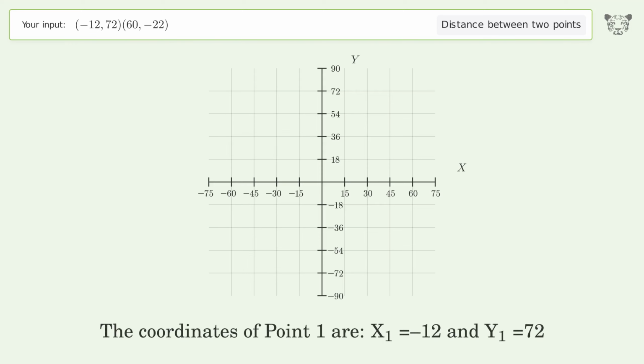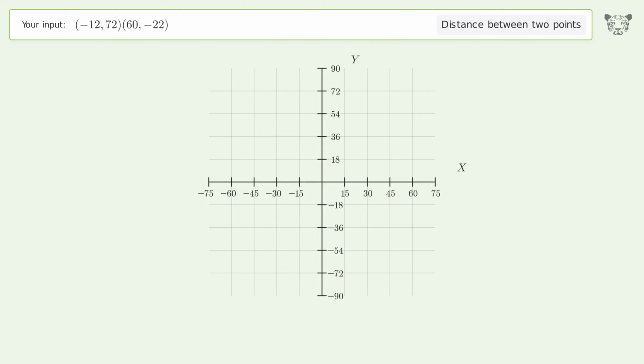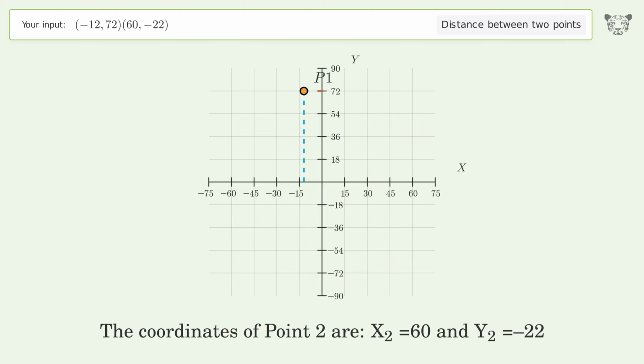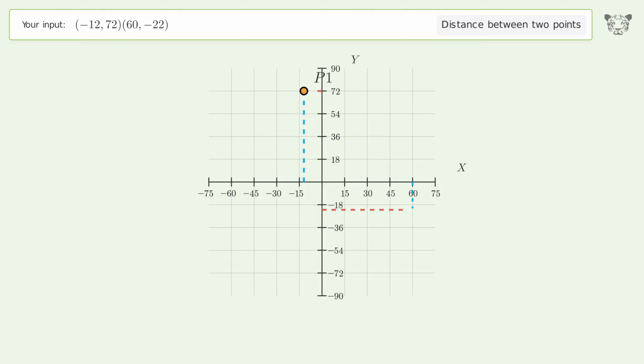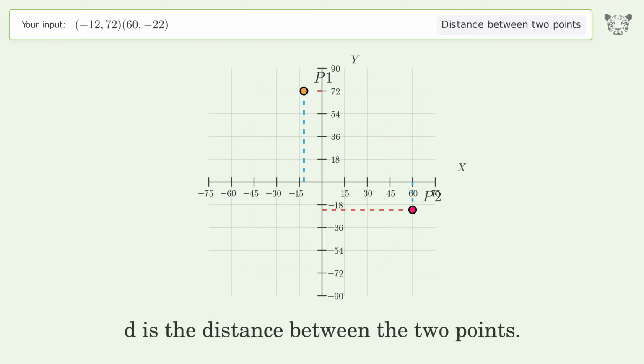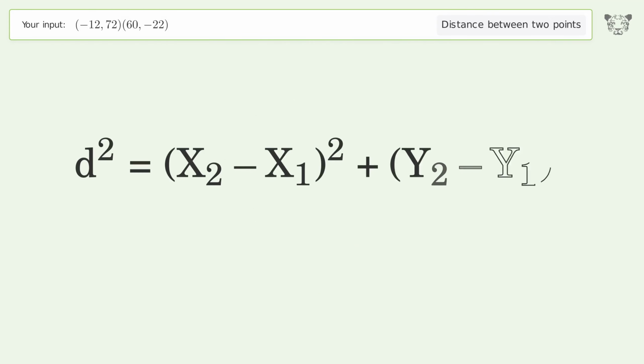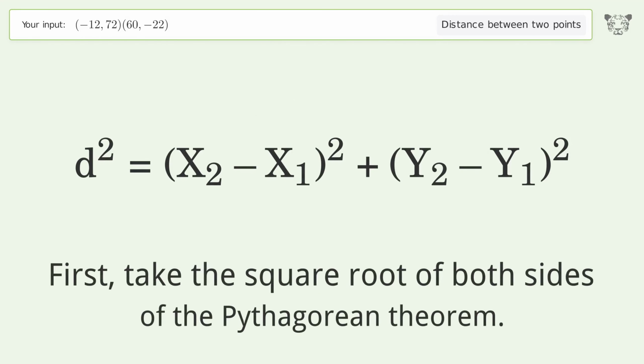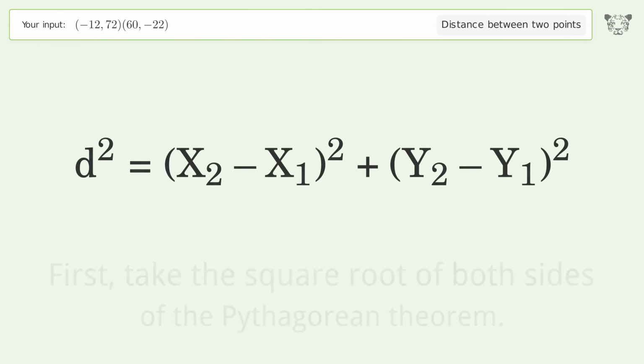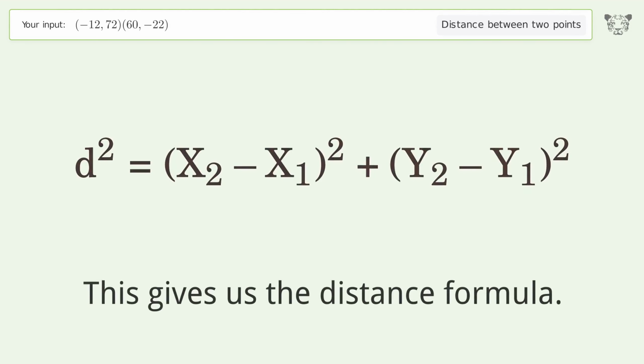The coordinates of point 1 are x1 equals -12 and y1 equals 72. The coordinates of point 2 are x2 equals 60 and y2 equals -22. D is the distance between the 2 points. First, take the square root of both sides of the Pythagorean theorem. This gives us the distance formula.